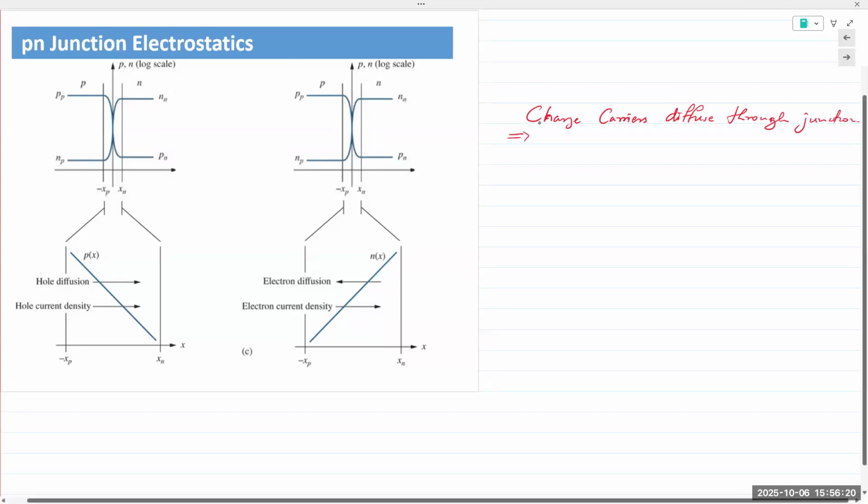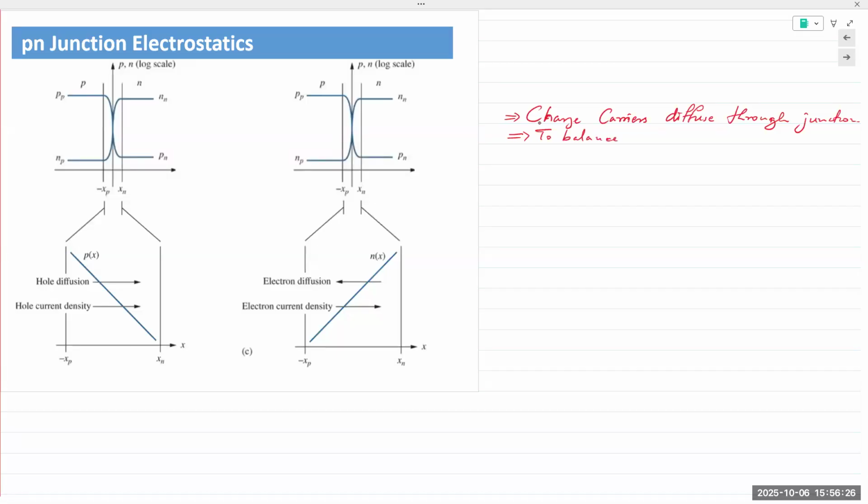This is done in an effort to balance out the charge distribution. To balance out the charge distribution.